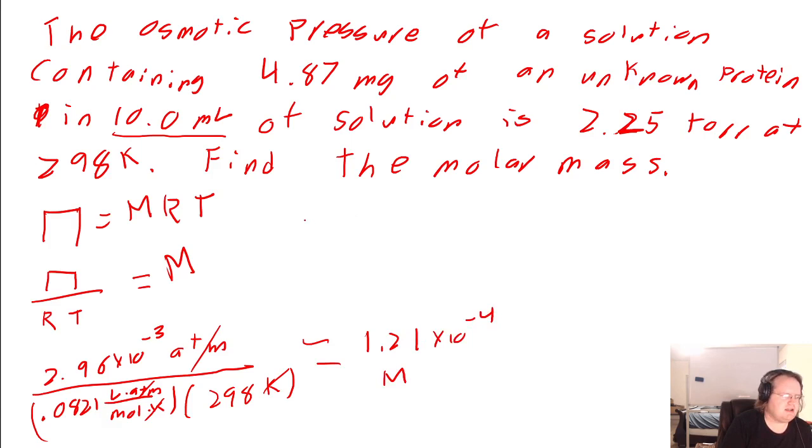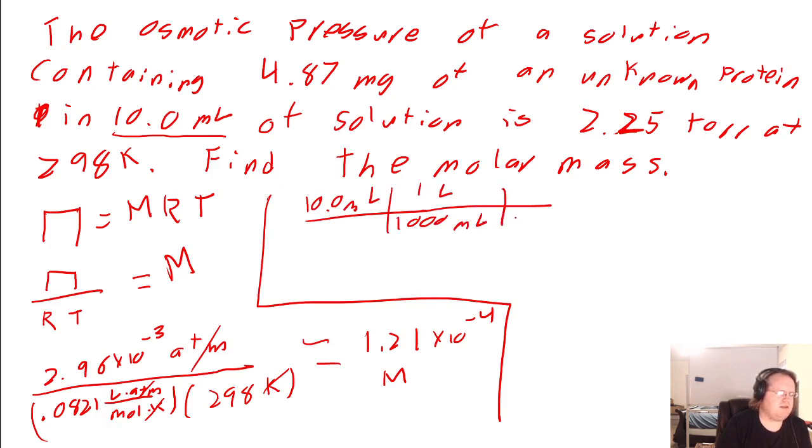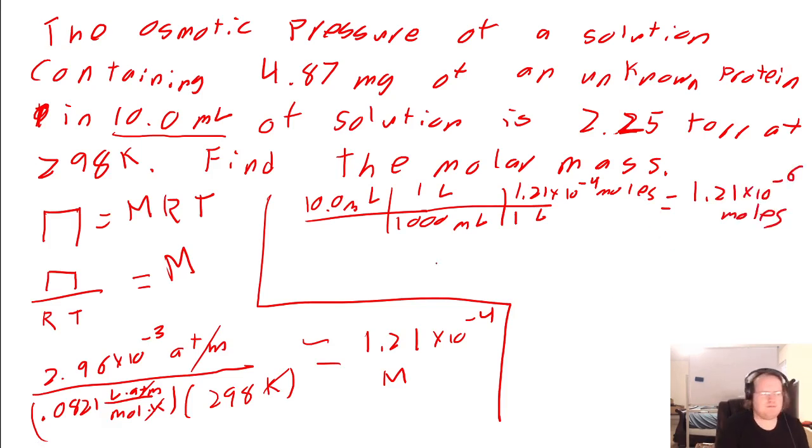Well, now I need to convert my volume from milliliters into moles. You could write the molarity equation out as one way to solve this, but I like always doing these as conversions. So I'm going to write my 10.0 milliliters, and I know that every 1,000 milliliters is 1 liter. And I know that for every 1 liter, this is going to have 1.21 times 10 to the negative 4th moles. So if I were to do that math out, I'll get 1.21 times 10 to the negative 6th moles. So that's our moles.